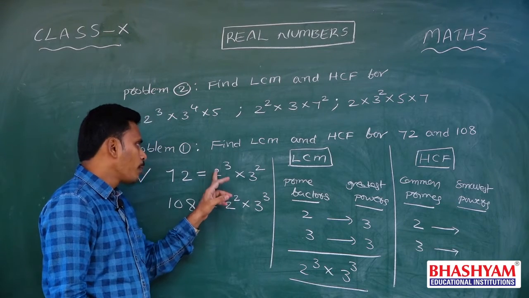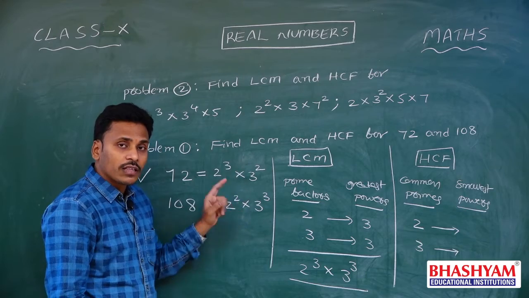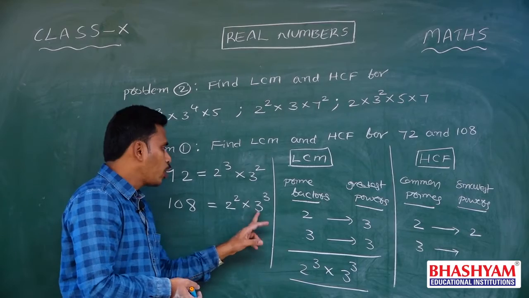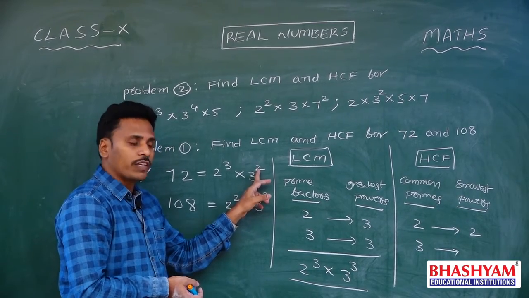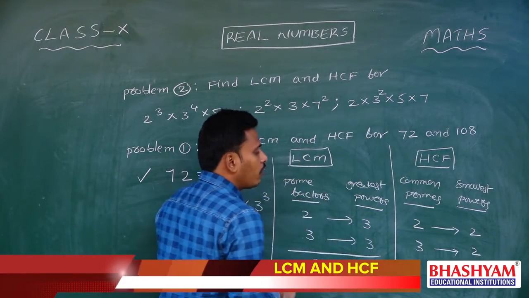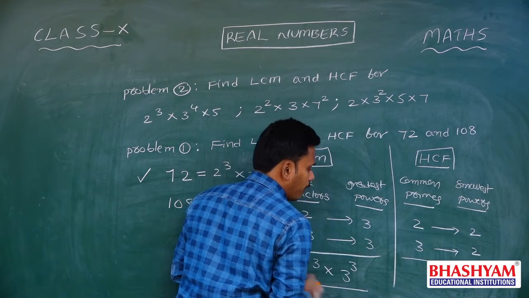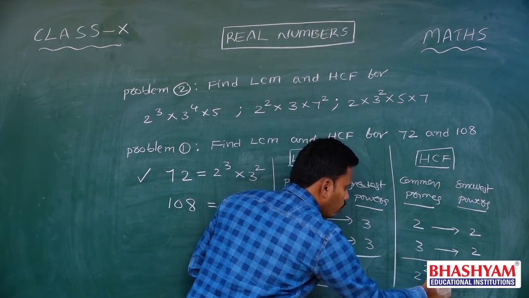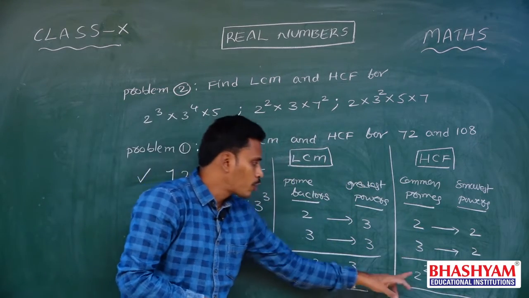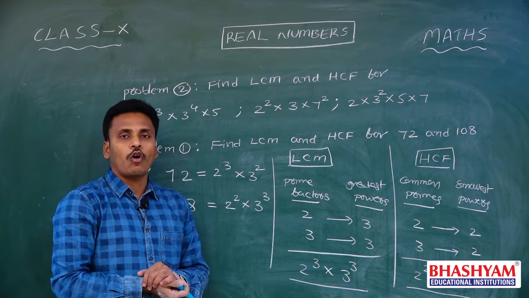For the number 2, power is 3 in the first number, power is 2 in the second number. Among these powers, the smallest power is 2. So you need to note that smallest power. Then for the prime factor 3, power 2 in the first number, power 3 in the second number, the smallest power is 2 again. Now you need to multiply the smallest powers of the common primes. That is, 2 power 2 into 3 power 2 is the HCF of the given numbers. 2 square is 4, 3 square is 9, 9 times 4 is 36, which is the HCF.